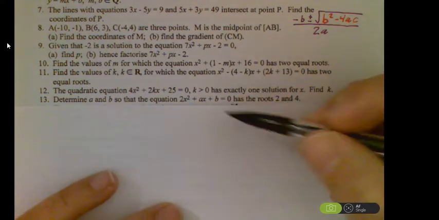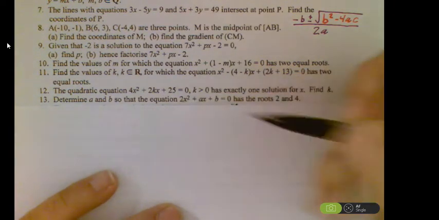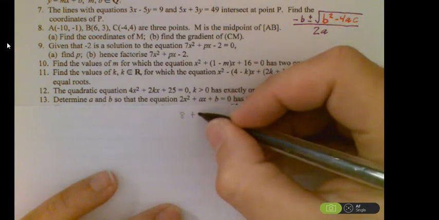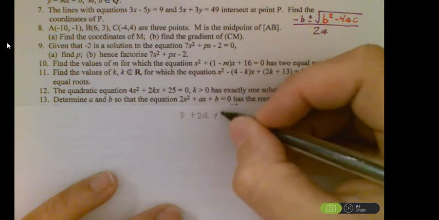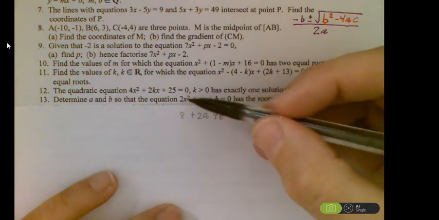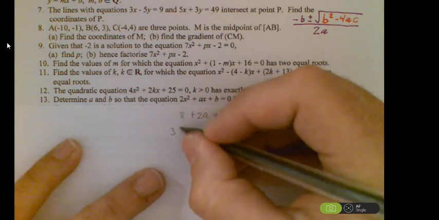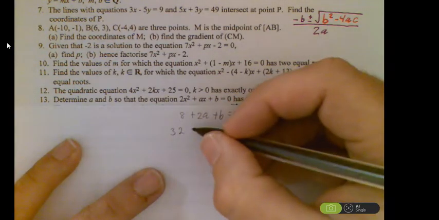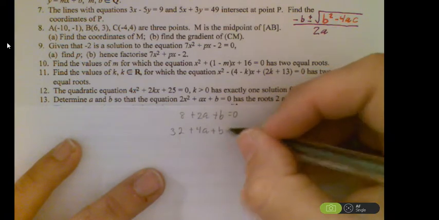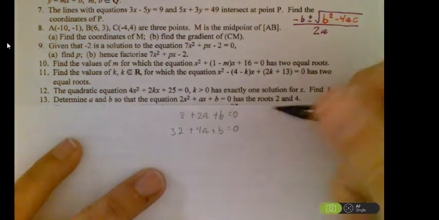So in the first equation, I'm going to sub a 2 in for x. So right here, if I had 2 squared times 2, I get 8. So 8 plus 2a plus b equals 0 is my first equation. Do the same thing with a 4, so 4 squared is 16 times 2 is 32. So I'm looking at 32 plus 4a plus b equals 0.